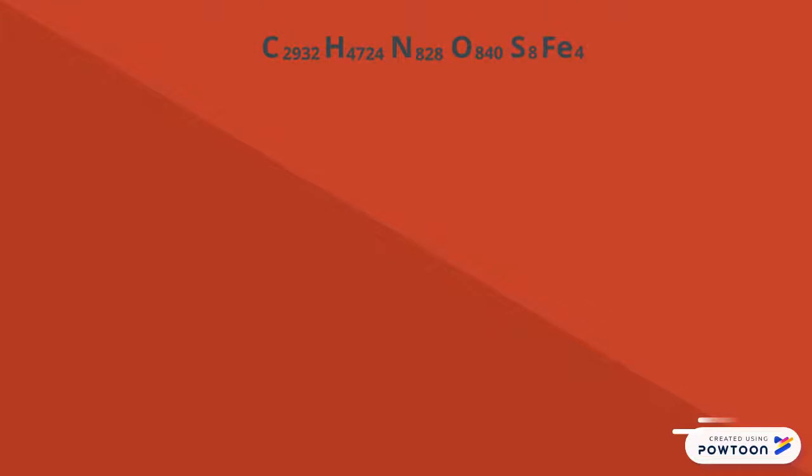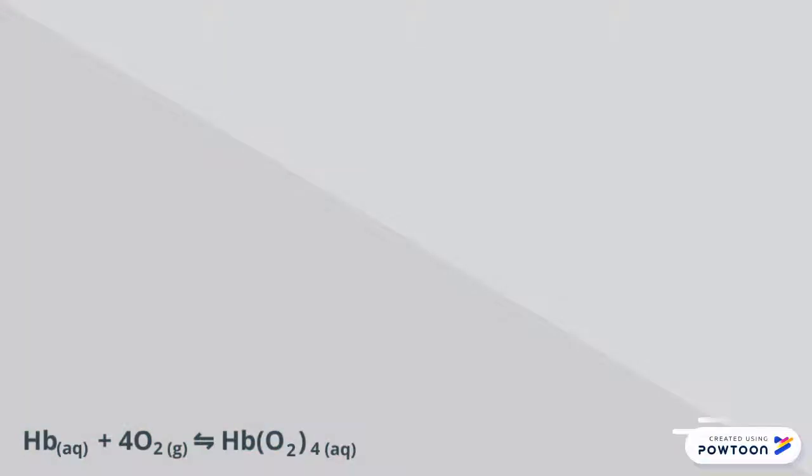This is the chemical equation for hemoglobin. Since it's long and arduous to write, we'll be abbreviating it to HB. This still represents the above molecule. This is the equation for hemoglobin's reaction with oxygen. We'll keep this down here, as we'll be using the equation throughout.